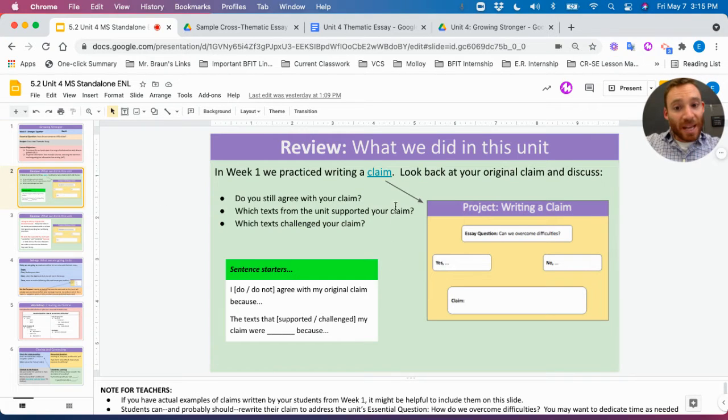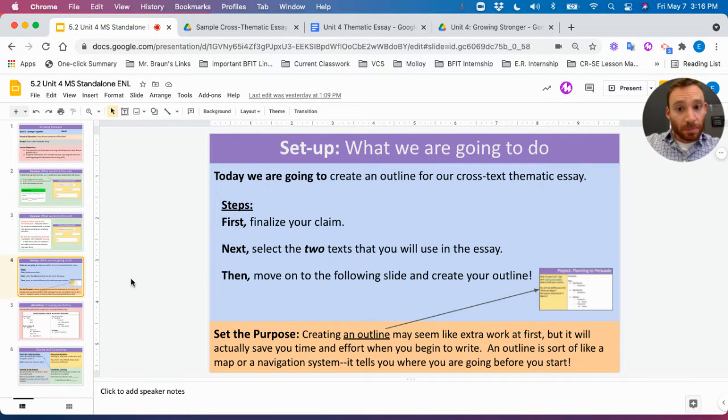We'll be completing a little bit of a warm-up routine where we reflect on a claim we had written at the beginning of this unit. We'll be reviewing what we hope to accomplish today and how far we hope to get during the writing process. We'll be finalizing our decision on which texts we want to include, and we'll be starting on our writing outline.